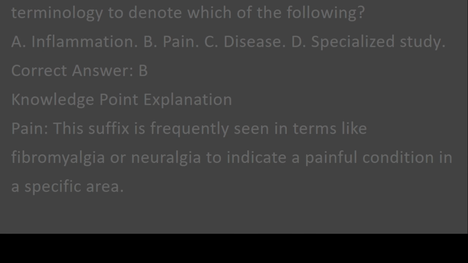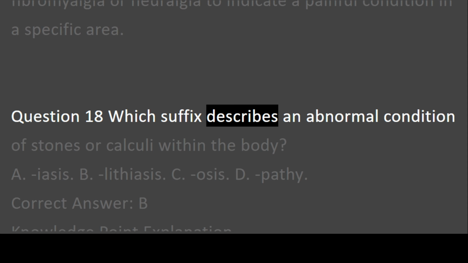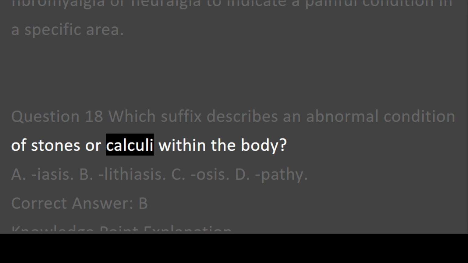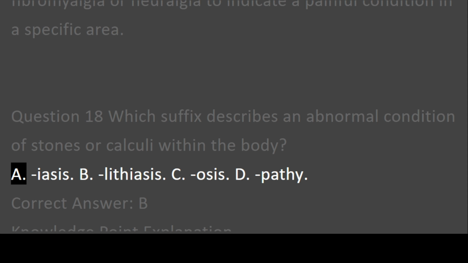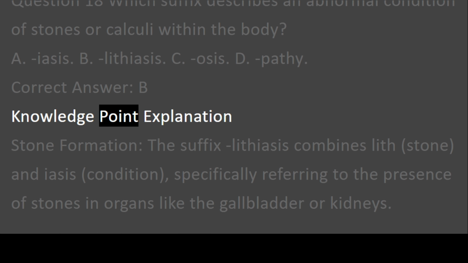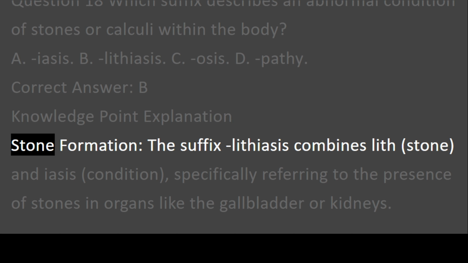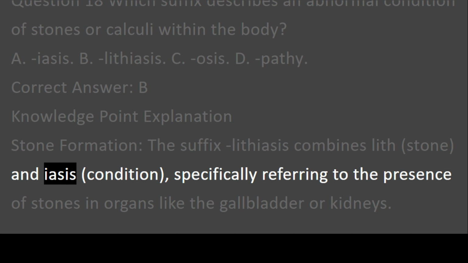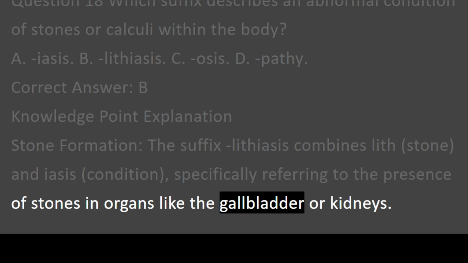Question 18. Which suffix describes an abnormal condition of stones or calculi within the body? A. Iasis. B. Lithiasis. C. Osis. D. Apathy. Correct answer, B. Knowledge point explanation. Stone formation. The suffix lithiasis combines lith, stone, and iasis, condition, specifically referring to the presence of stones in organs like the gallbladder or kidneys.